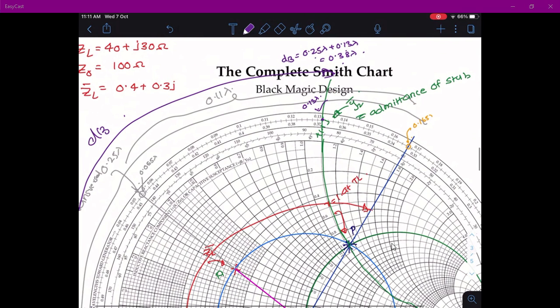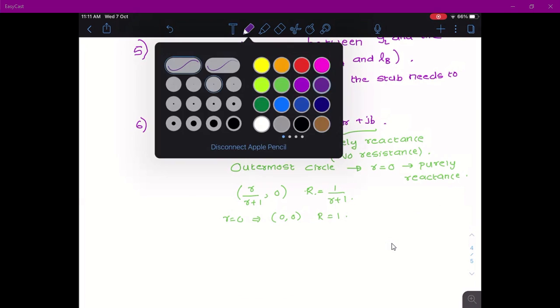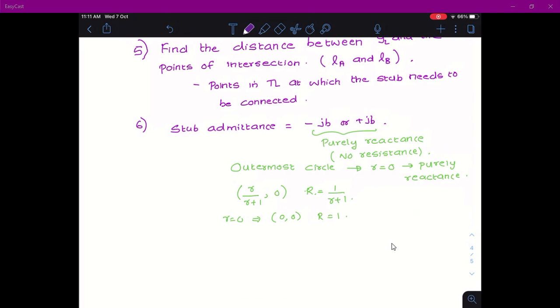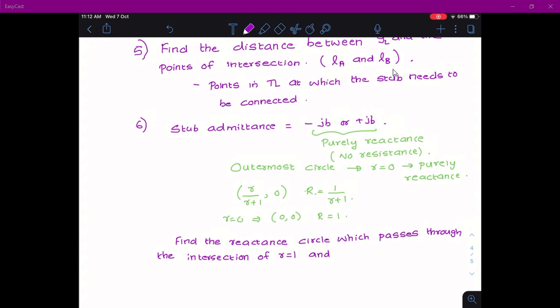Okay. So let's write the steps. First, find the reactance circle which passes through the intersection of r equal to 1 and the constant VSWR circle.